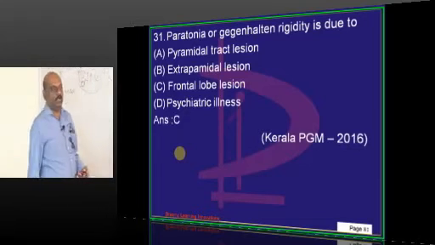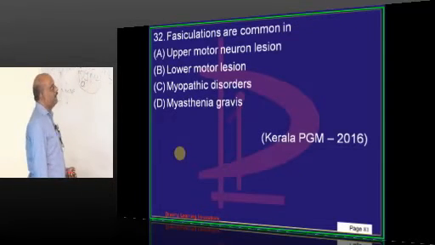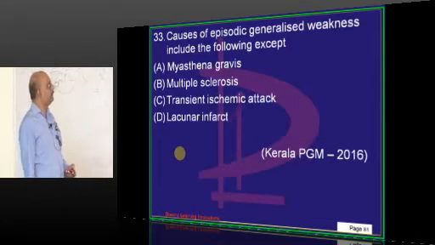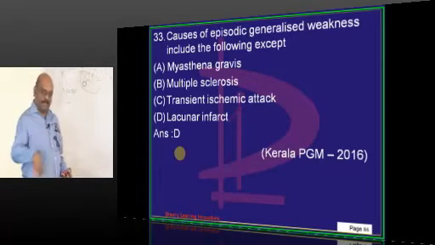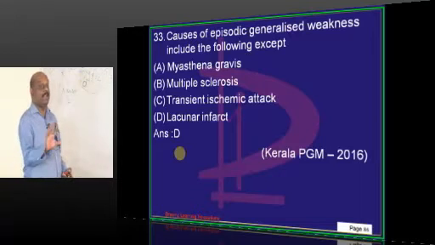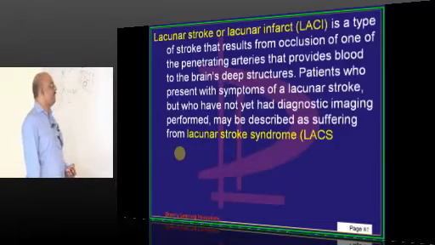Paratonia, Gegenhalten is due to frontal lobe. Fasciculation is lower motor neuron. Episodic general weakness is not a feature of lacunar infarct. Lacunar infarct means permanent infarct. Permanently only your hand is paralyzed. It is not transient weakness.